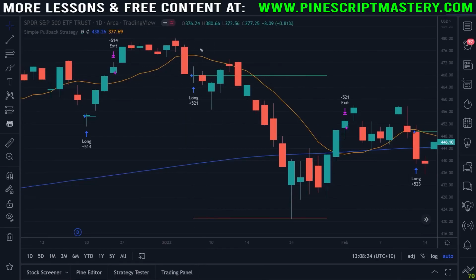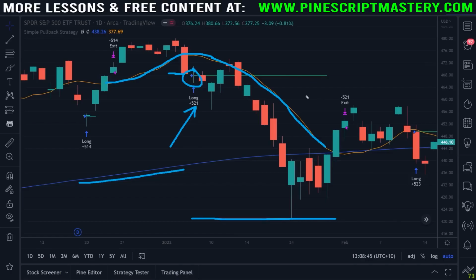So here's our entry conditions met, trading above the 200 SMA, closing below the 10 SMA on this bar. We enter on the next bar's open, we enter long, and then we hold this trade until price closes above the 10 period SMA, or we close below our stop loss. Now in this case, that never happened.